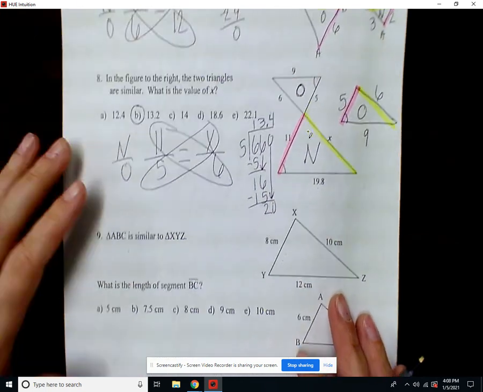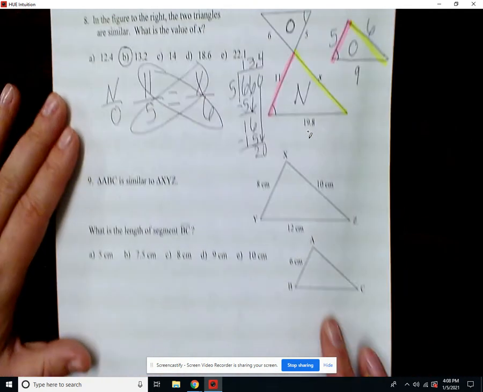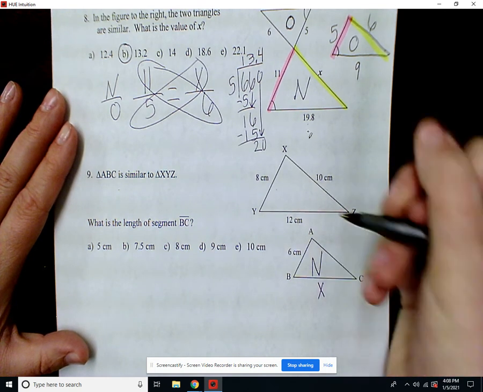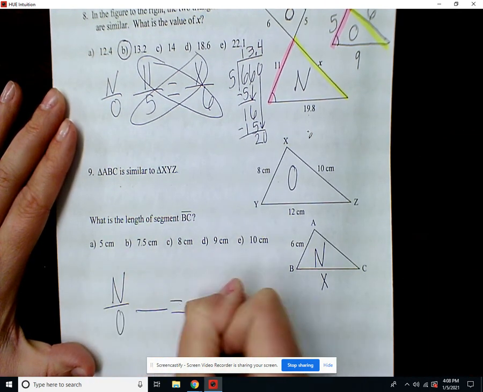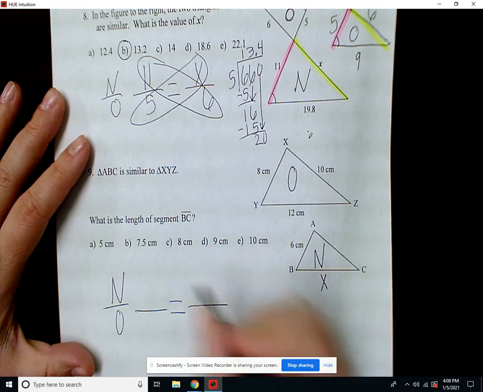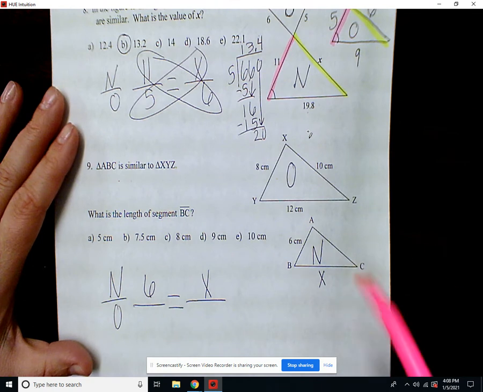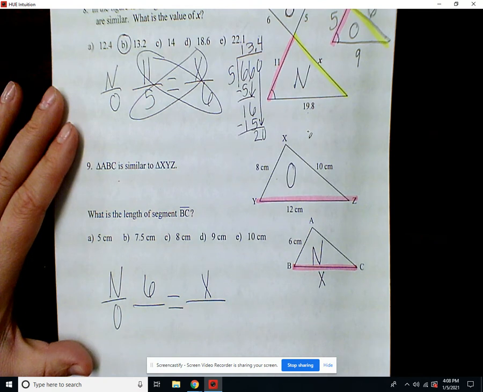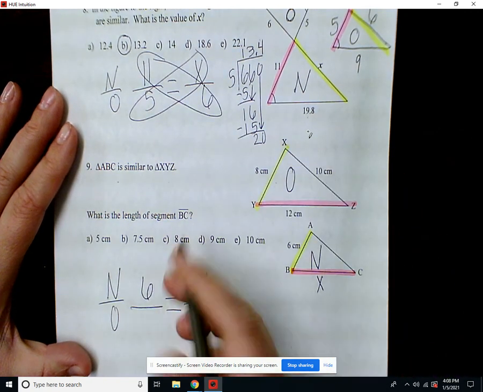All right, so our last one. So we want to know what is the length of BC. So there's not an x this time, so that's telling us BC is going to be x. So again, the new figure has our x in it, which is a small one. So the new figure has 6 and x, so that's going to go on top. Now we're going to identify our corresponding sides. So BC matches with 12. So x and 12 go together. And then 6 matches with 8. So 8 goes below that.